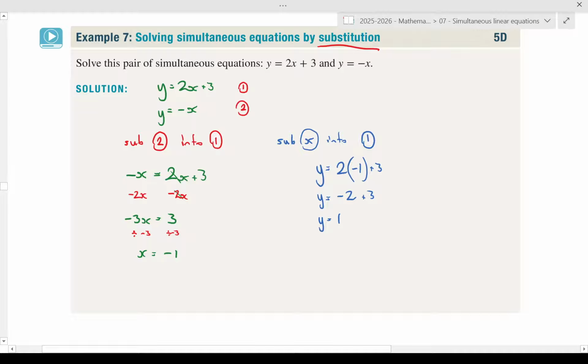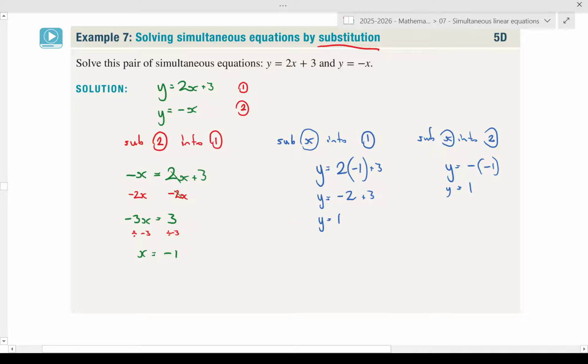So what have I done? I've found the x value by substituting one of the equations into the other. Then once I've found that x value, I've put it back into one of the equations. I could put it into either one of them. If I subbed x into 2, I would have ended up with y equals minus minus 1, which equals 1. So I would have got the same answer. But the reason I put that back in is because I needed to find the y value as well.